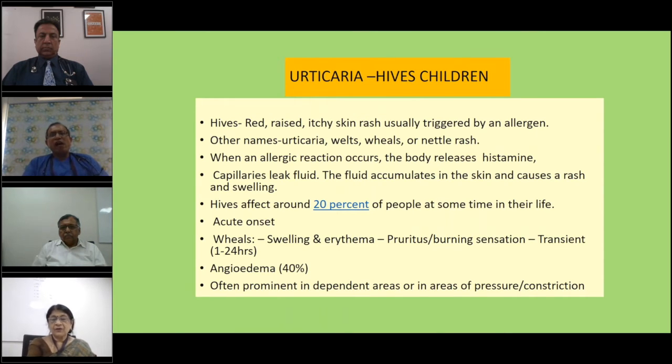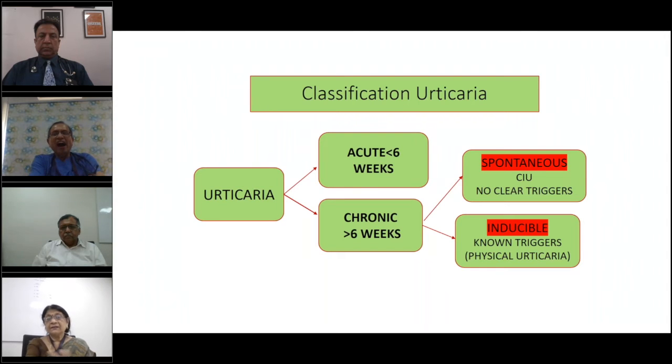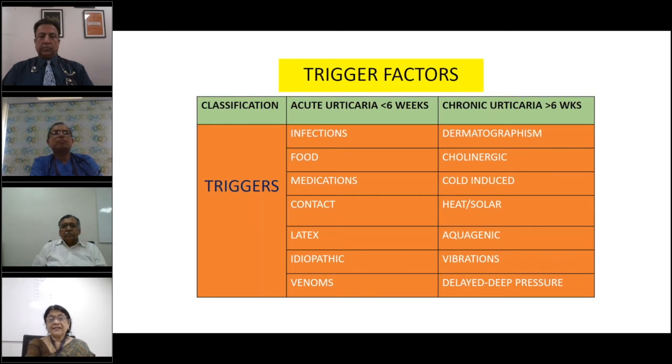Then urticaria, we all know what urticaria is. We classify it as acute, which is less than 6 weeks, or chronic, which is more than 6 weeks, spontaneous, or it can be idiopathic, or it is inducible. These are various triggers: infection, food, medication, contact, idiopathic, then cholinergic, cold, heat, or aquagenic. These are called physical urticarias.